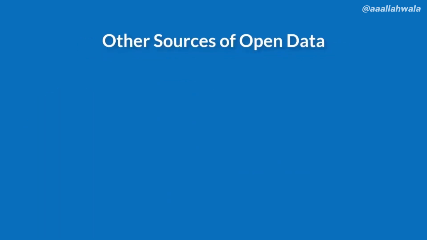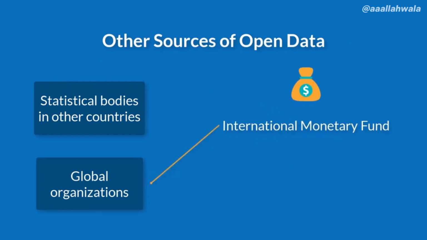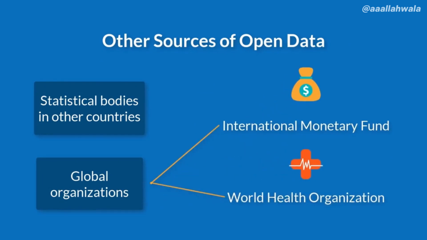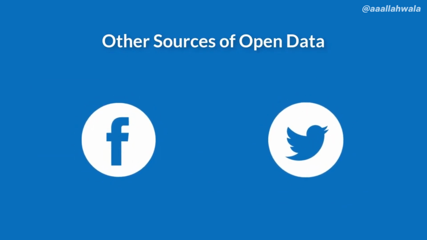Similar data is available from a range of other sources, including statistical bodies in other countries, as well as global organizations like the International Monetary Fund or the World Health Organization. Some private organizations also provide access to some of their data as well. This includes many of the social media companies like Facebook and Twitter, who, as we know, collect vast amounts of data from their users. Note that data from private companies can come with some restrictions, so it's important that you read all the rules and regulations before starting your analysis.